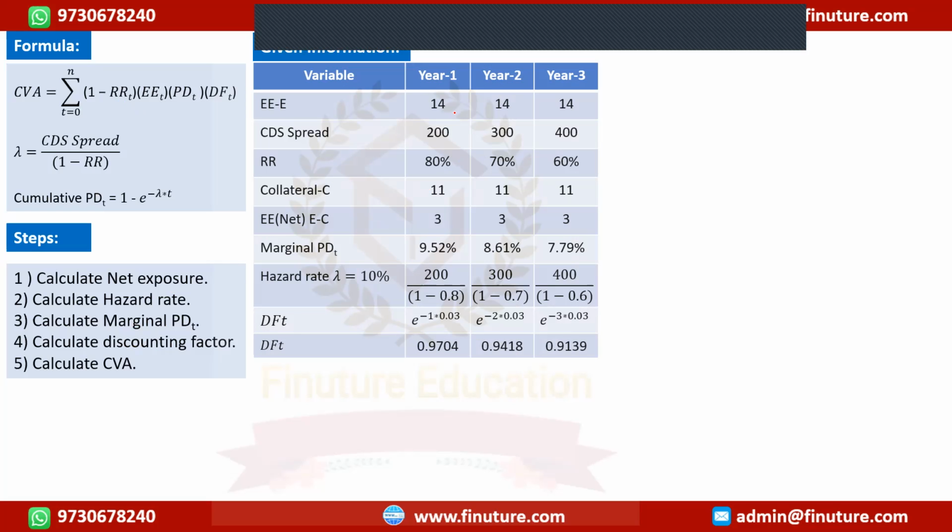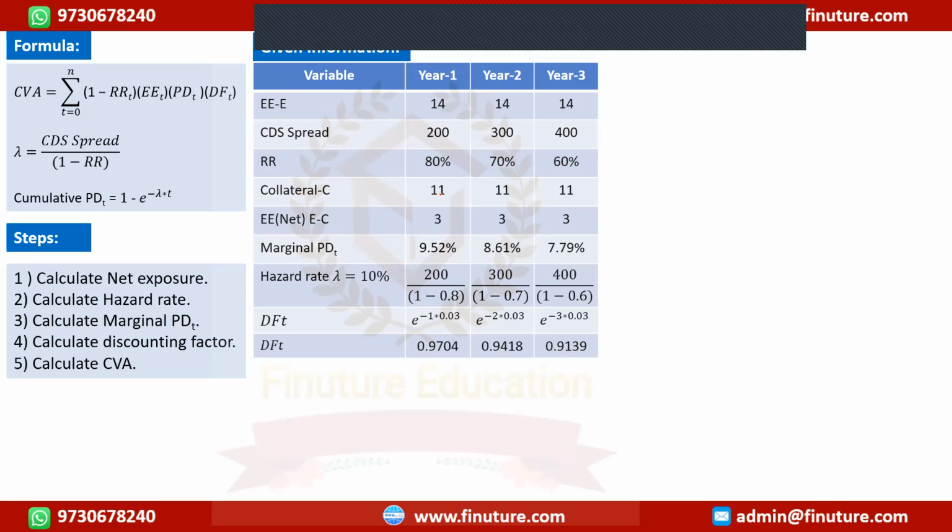So just summarizing the information that is given in the question. Initially, exposure E is 14 million Australian dollars, and CDS spread is in basis points. For year one, CDS spread is 200 basis points. For year two, it's 300 basis points, and for year three, it's 400 basis points for your counterparty of the bank. And recovery rates are 80, 70, and 60 for year one, two, and three, respectively.